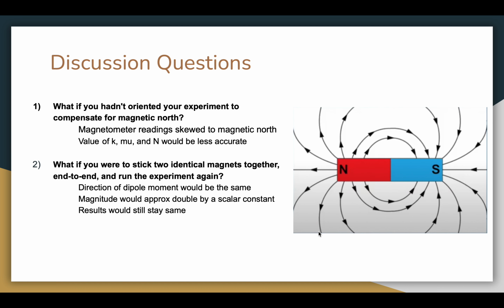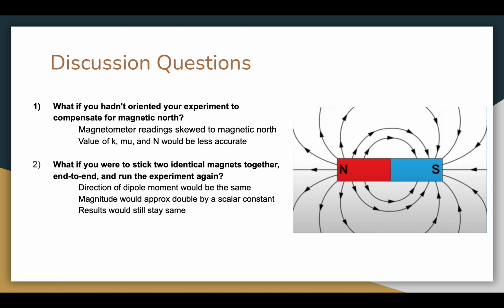So if I had not compensated for magnetic north in my experiment, the magnetometer readings would be skewed in the direction of magnetic north due to interference with Earth's magnetic field, which means the values of k, mu, and n would be less accurate.